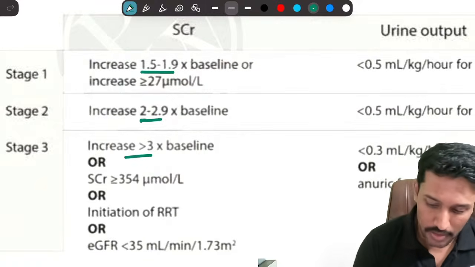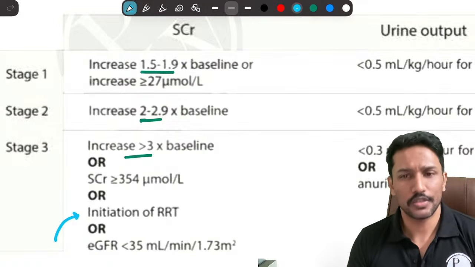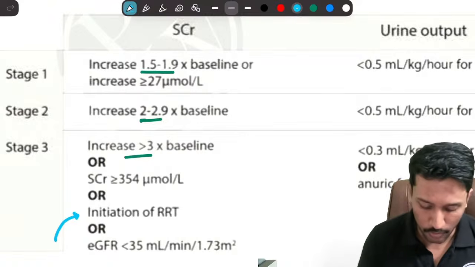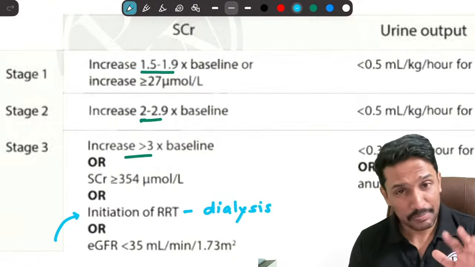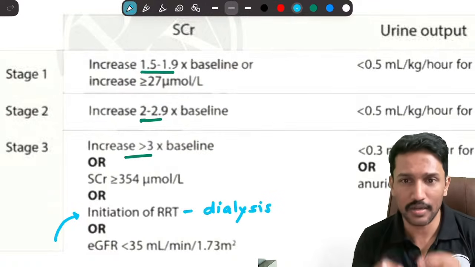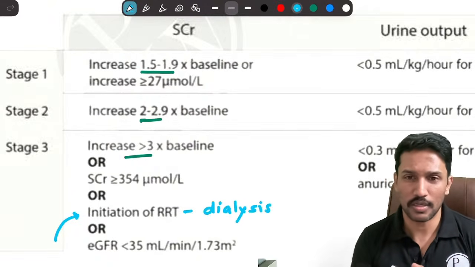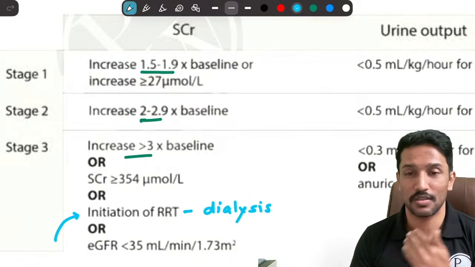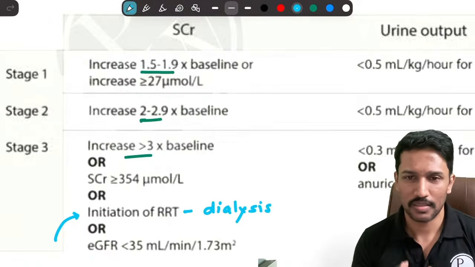And examiners are particularly interested in knowing one important point. Any patient of acute kidney injury we are talking about, if you start them on renal replacement therapy, what do you mean by renal replacement therapy? We are referring to dialysis. So irrespective of the creatinine value, irrespective of the urine output value, if someone is started on dialysis, it will always be considered stage 3. There are so many indications for starting dialysis. If the potassium is very high, or if there is acidosis which is not responding, we might initiate the patient on dialysis. Then we will start labeling it as stage 3, right?